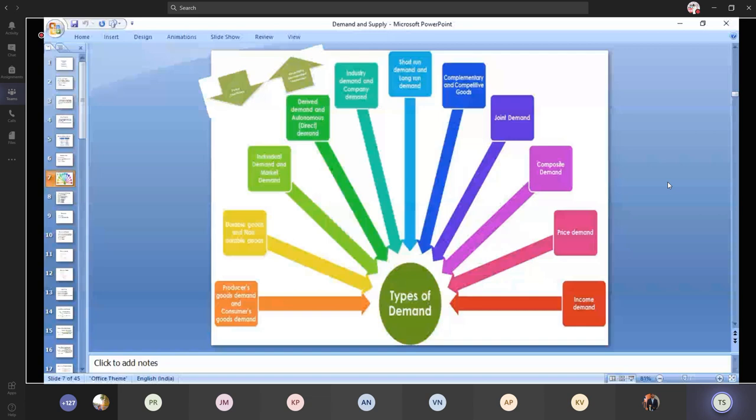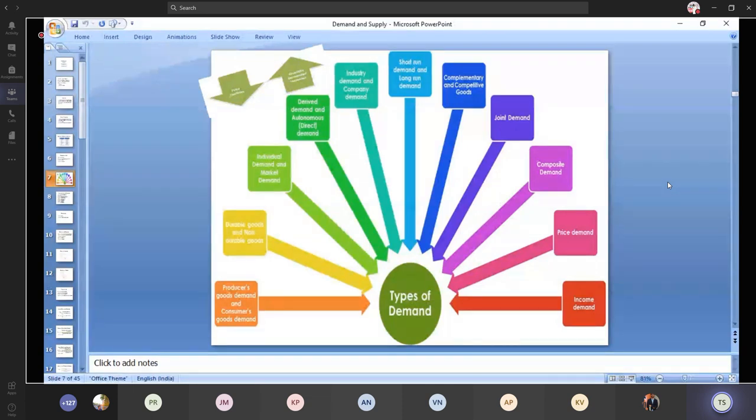And the next one is short run and long run demand, and from the name itself it says which commodity these belong to. That is based on the time period. So the products which can be used for a short period depend on the nature of the commodity and the features of the commodity.